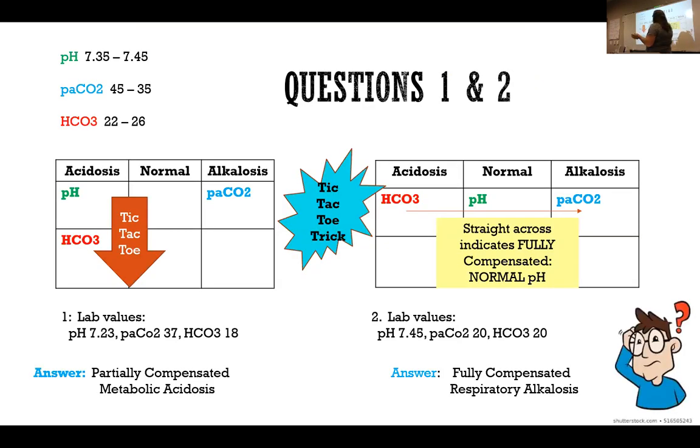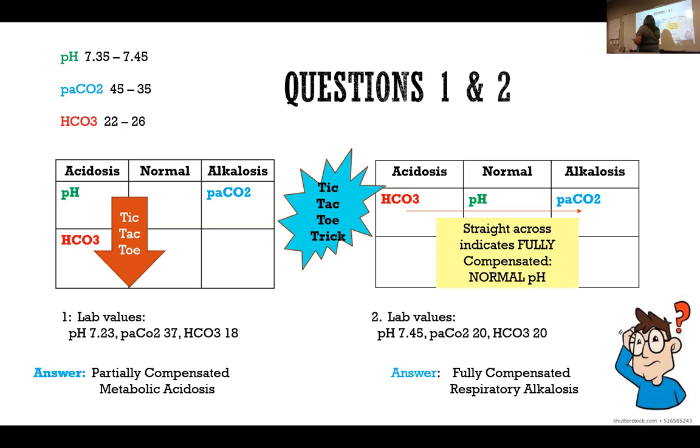Okay, questions 1 and 2 is what we're going to do. We write in the top corner our lab values with our PaCO2 flipped. So everything on the left is what? Acidic, or acidotic. And everything on the right is alkalosis, alkalotic, same thing as base.